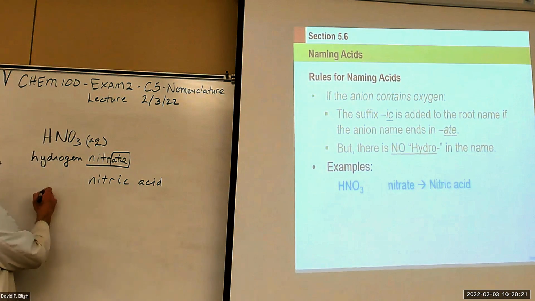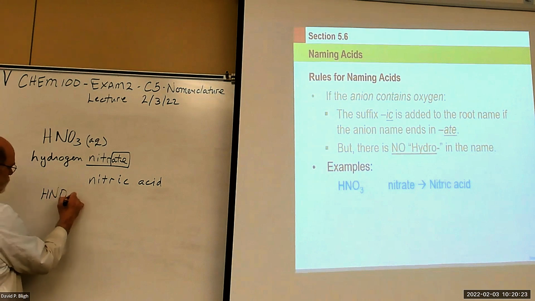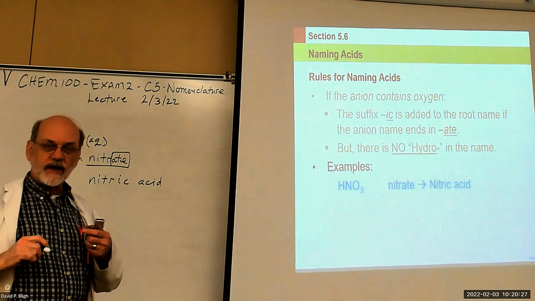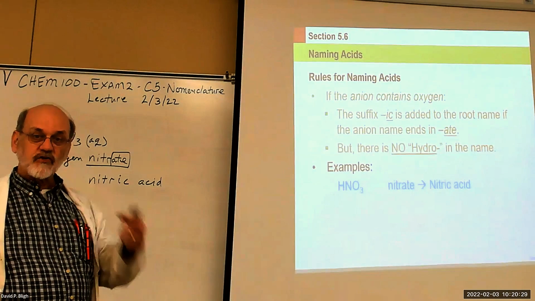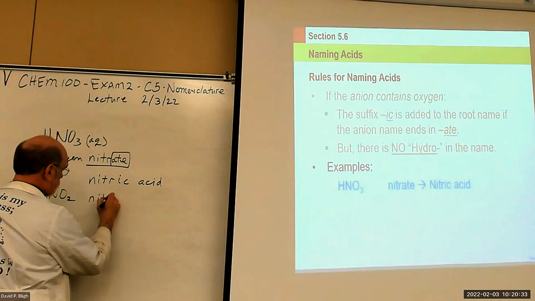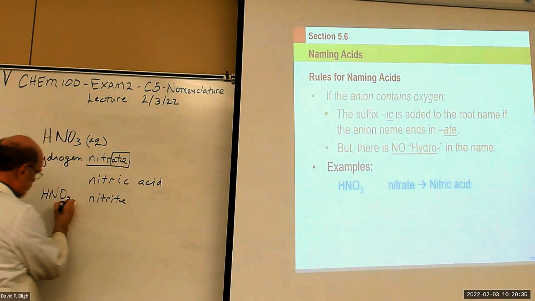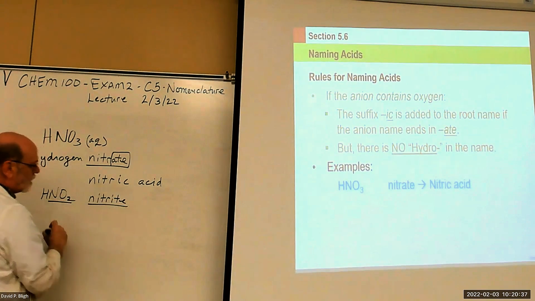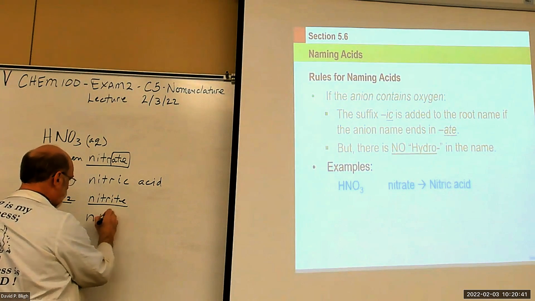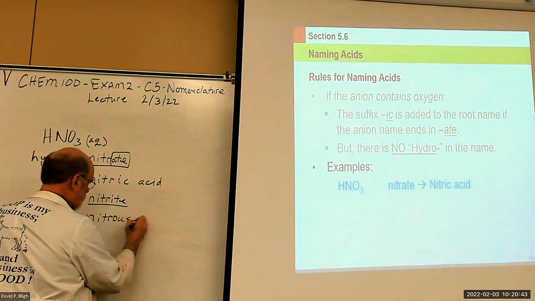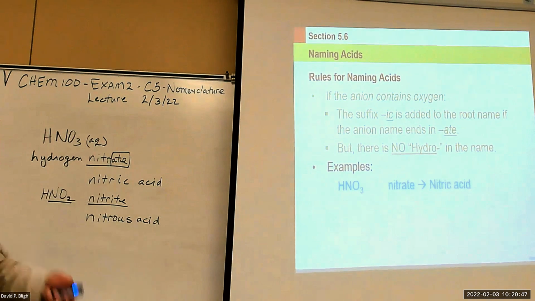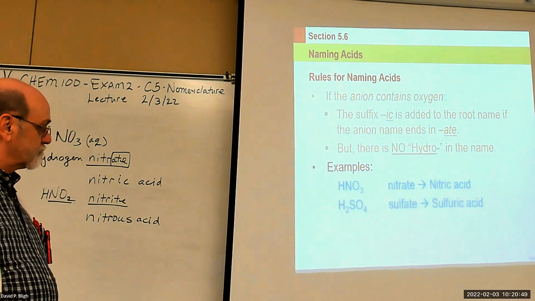What if we had this one? HNO2. NO2 is not nitrate, it's nitrite. So nitrite is part of the molecule. Ites become ous. So in this case, it would be nitrous acid. Okay?